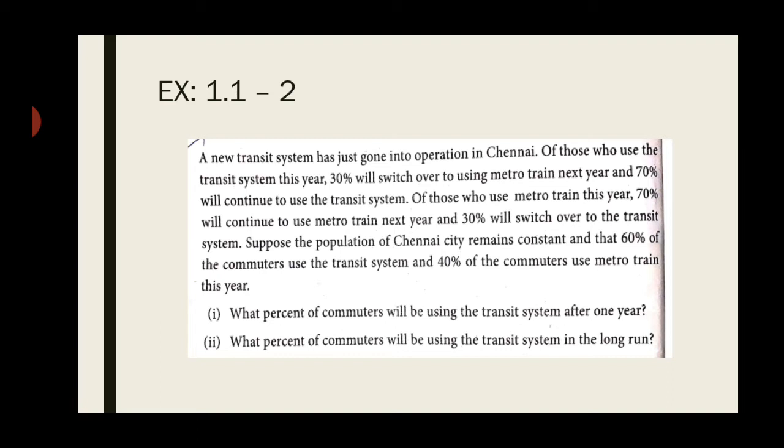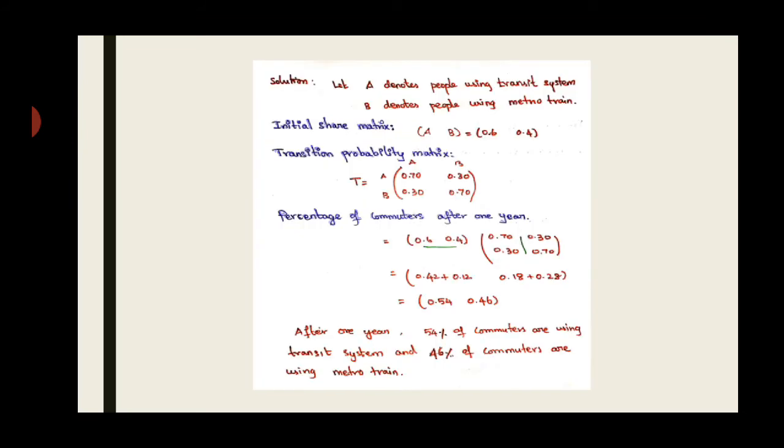After this, the question is: what percentage of commuters will be using the transit system after 1 year? So after 1 year we have to find the percentage of commuters. It is very easy, I told you the method. Take the initial share matrix and multiply with the T matrix, the transition matrix. So the 0.6, 0.4 matrix we should multiply with the transition matrix.